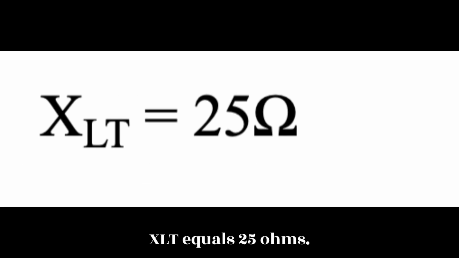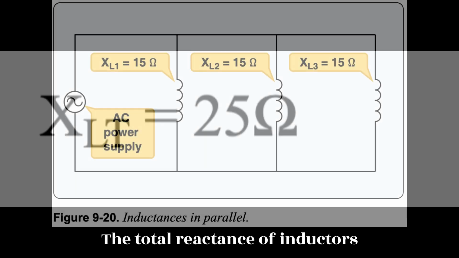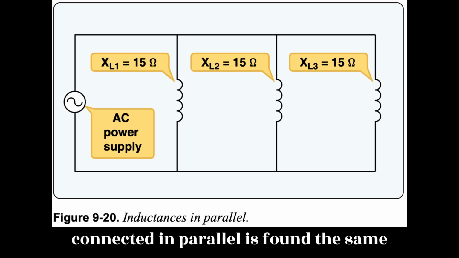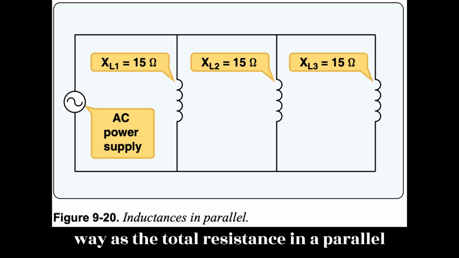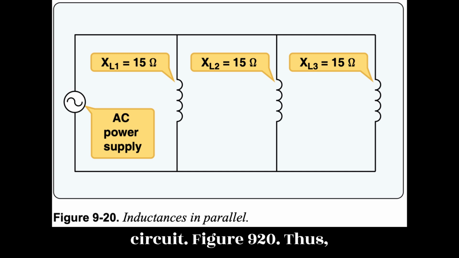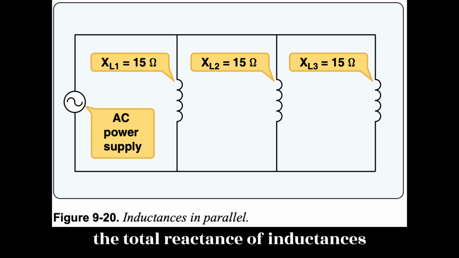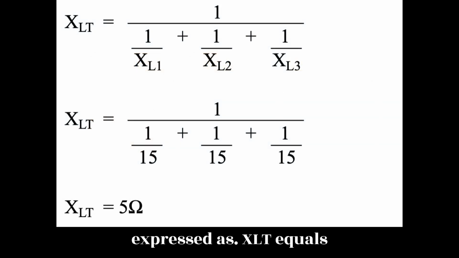XLT equals 25 ohms. The total reactance of inductors connected in parallel is found the same way as the total resistance in a parallel circuit. Figure 9.20. Thus, the total reactance of inductances connected in parallel, as shown, is expressed as XLT equals 1 divided by 1 divided by XL1 plus 1 divided by XL2 plus 1 divided by XL3. XLT equals 1 divided by 1 divided by 15 plus 1 divided by 15 plus 1 divided by 15. XLT equals 5 ohms.